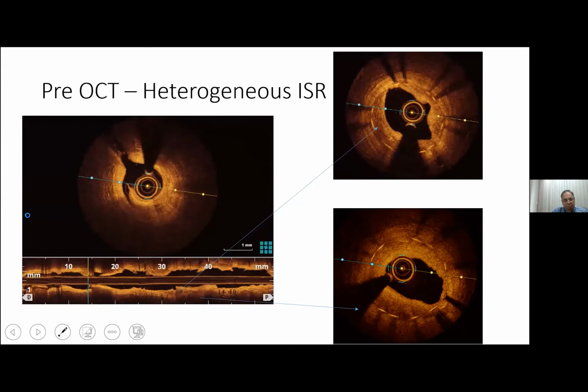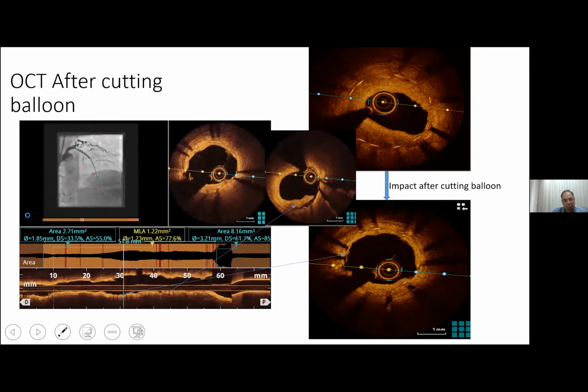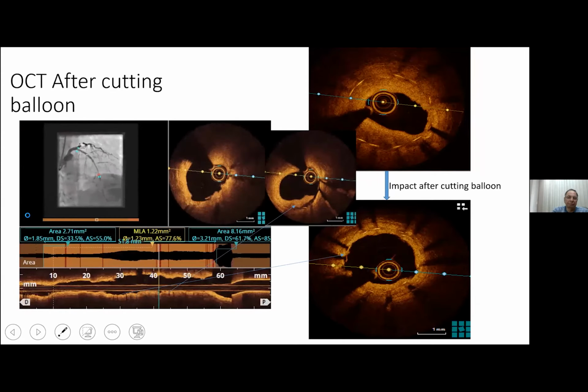And we can now delineate how the cutting balloon has impacted. You can see there is a reduction in growth compared to the previous image, and there is a nice dissection plane extending all the way into the previous stent.